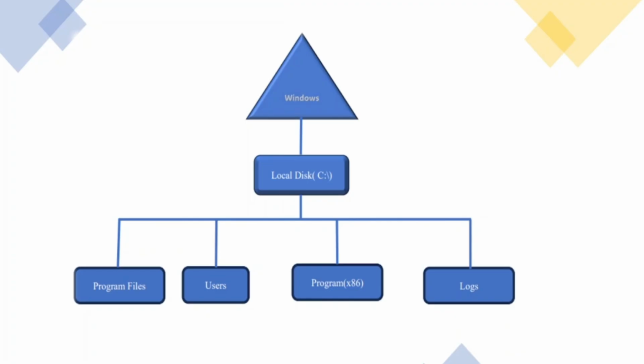So in Windows, if you use Windows XP, Windows 7, Vista, Windows 8, Windows 8.1, Windows 10, or Windows 11, you're going to see we have the local disk. We have the program files, we have the users, we have the program, we have the one when you log in. This one I'm giving as an example if you use Windows.